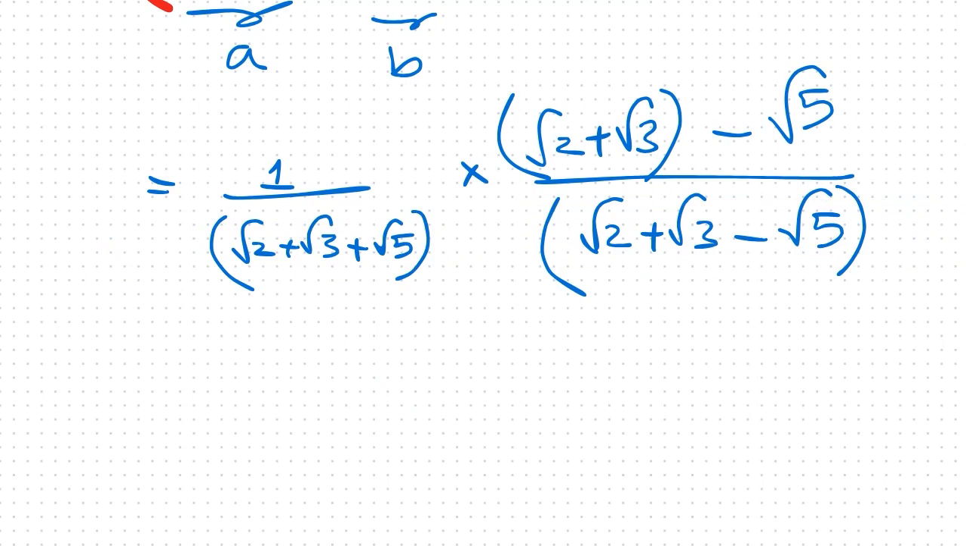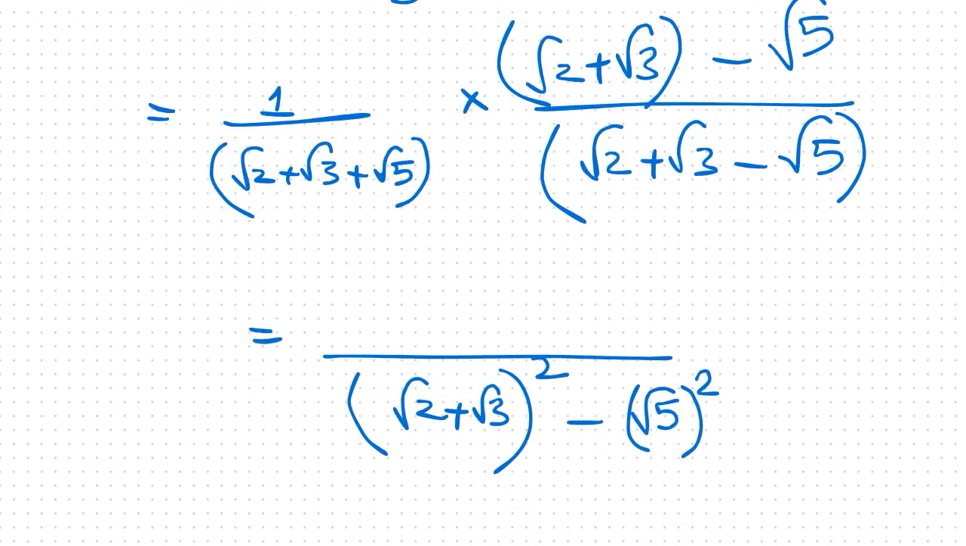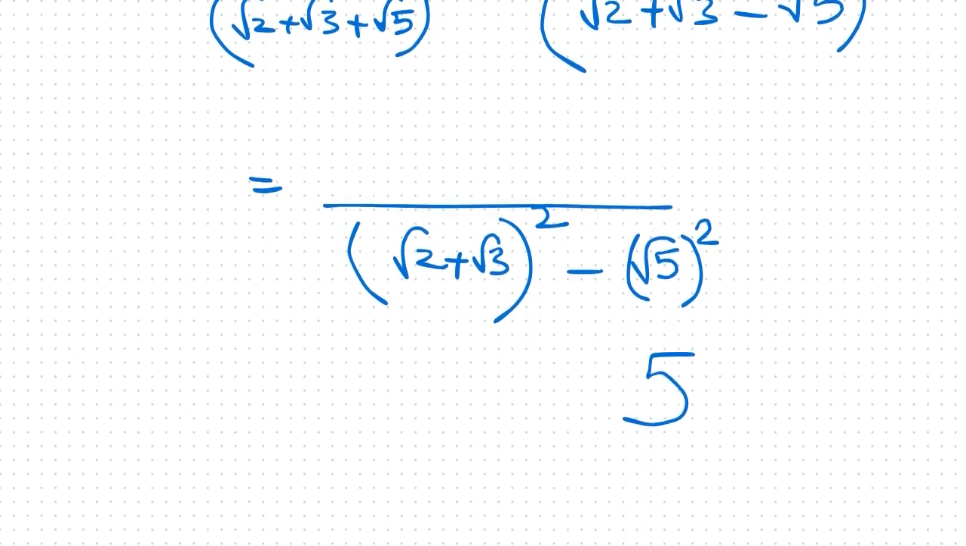See, what did I teach you just now? How to solve these types of questions? A squared minus b squared. What is A here? Root 2 plus root 3. So root 2 plus root 3, this entire thing is squared, minus root 5 squared, which is 5. Yes, root 5 squared is 5.